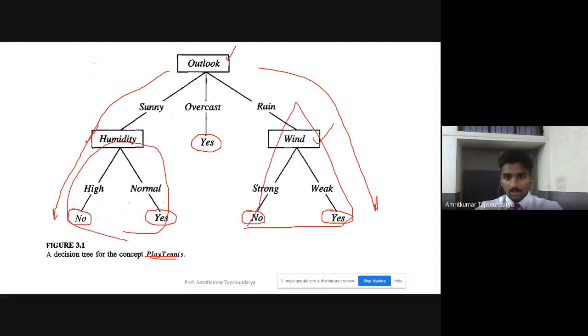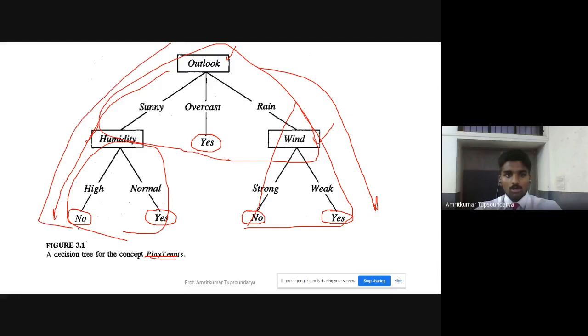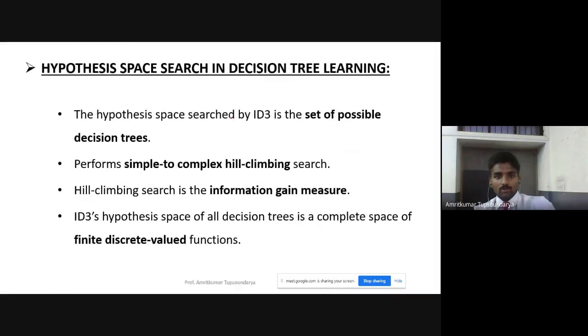This is again another decision tree, and this whole tree itself is another decision tree, and so on. So when we construct this hypothesis, I hope you are clear with the term hypothesis now. When we create this hypothesis space, these are nothing but the possible decision trees itself. It is the set of all possible decision trees.